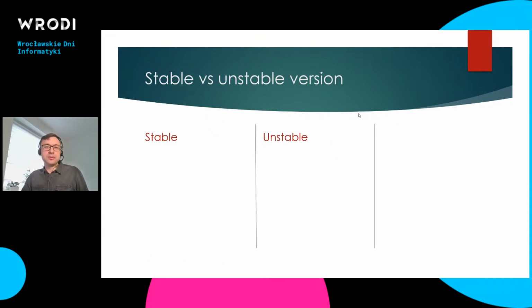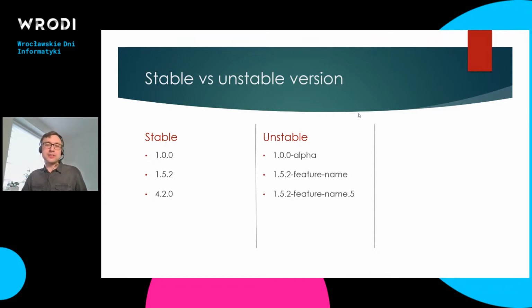I wanted to go quickly through the stable versus unstable version, because I will use this term later in the presentation. So stable versions are the production versions, the ones that were released to the user, to the customer, whoever, right?